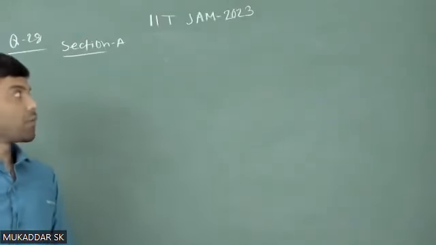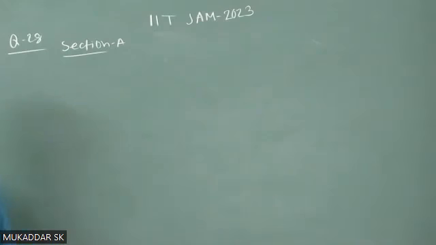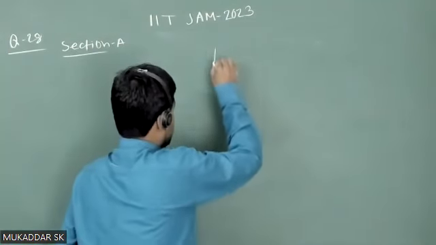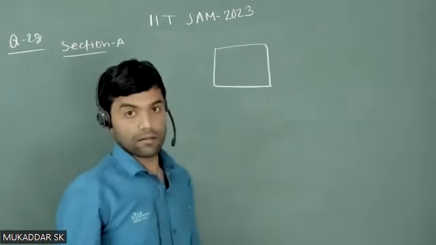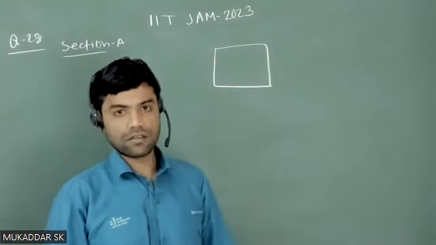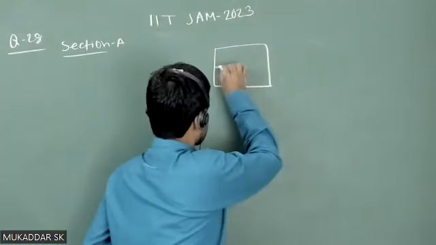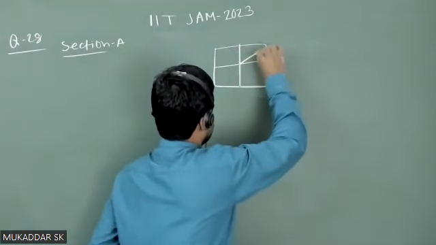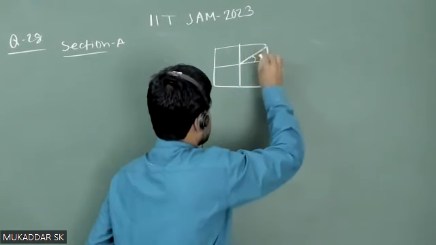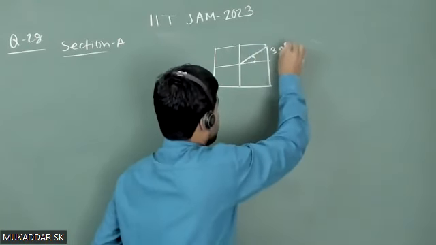Let us solve one more problem from IIT JAM 2023. There's a question number 28, section A, and this is basically from optics, polarization. In that question, it is given you have a plane polarized light that is incident on a quartz crystal, with an angle of incidence of 30° with respect to the optic axis.